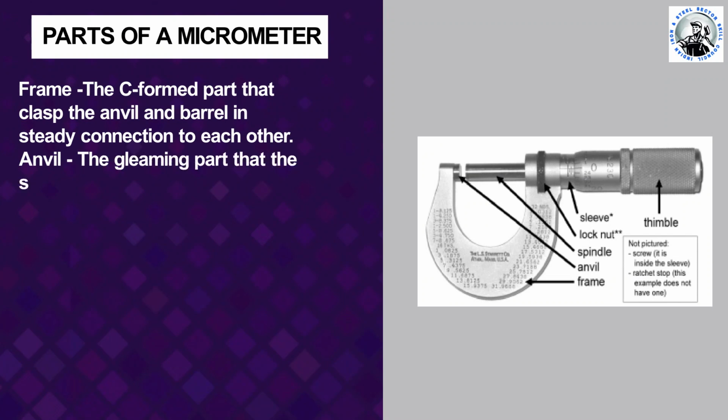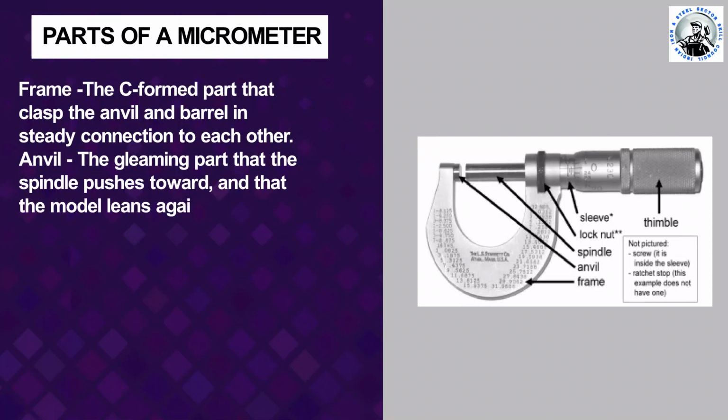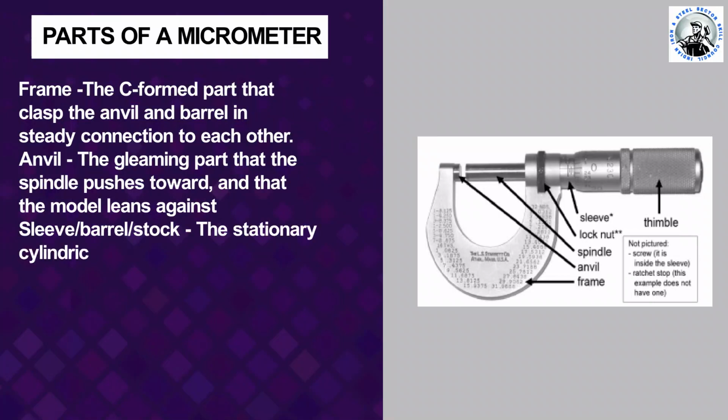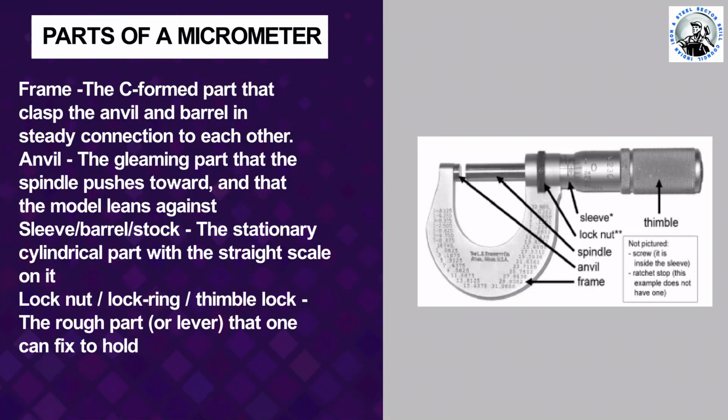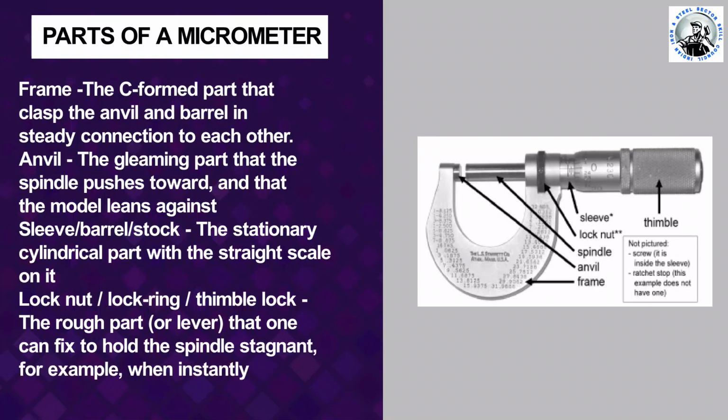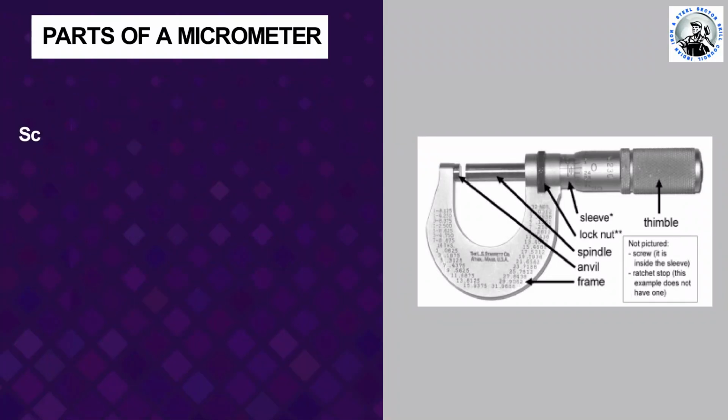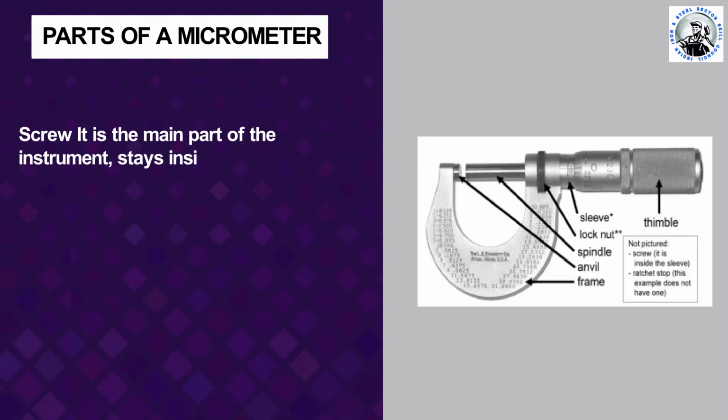Anvil, the gleaming part that the spindle pushes towards and the model leans against. Sleeve, barrel, stock. The stationary cylinder part with a straight scale on it. Lock nut, lock ring, thimble lock. The rough part or lever that one can fix to hold the spindle stringent, for example, when instantly holding a measurement. Screw. It is the main part of the instrument, stays inside the barrel.